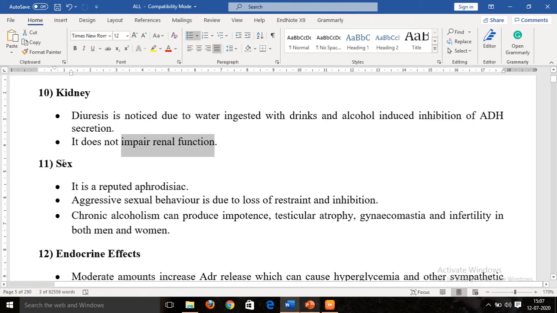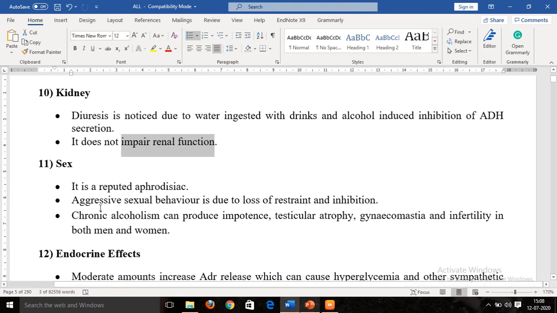The next effect is on sex. Now this particular alcohol is a reputed aphrodisiac, that is, sexual behavior is aggravated. Aggressive sexual behavior is seen under the influence of alcohol, because restraints are already lost. Because it shows initial excitement, restraint is lost, or self-control is also lost, as we have seen under the effects on the CNS.